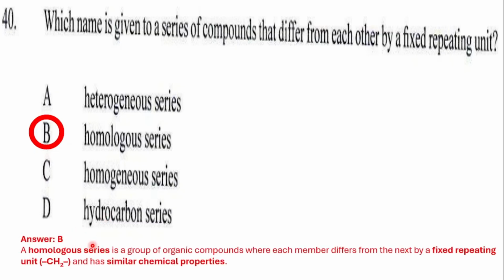Well, the correct answer is definitely going to be B, homologous series. And a homologous series is a group of organic compounds where each member differs from the next by a fixed unit and has similar chemical properties. So the correct answer is definitely going to be B by definition.